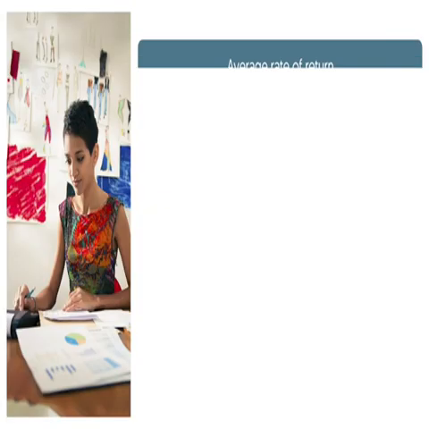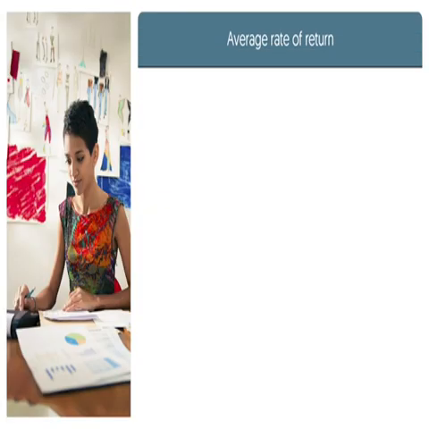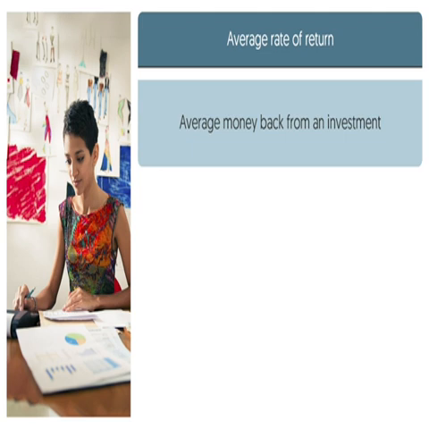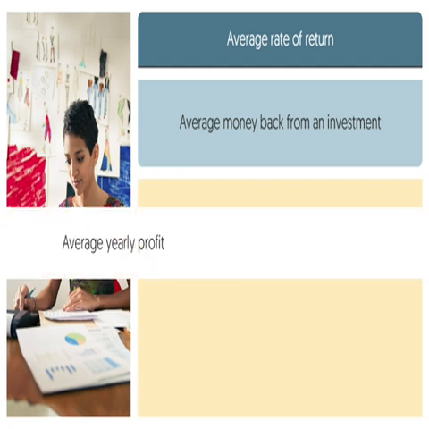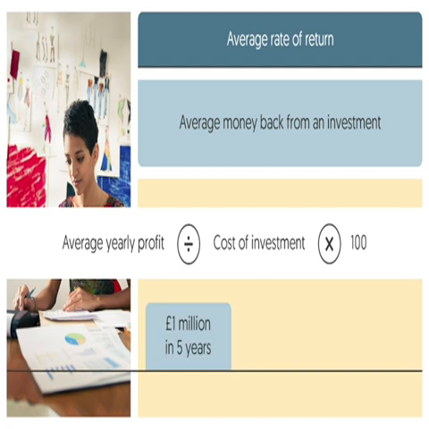The final calculation is average rate of return. This looks at the average money a business gets back from an investment. You simply take an average yearly profit, divide it by the cost of the investment, and multiply by 100 to put it in a percentage. As an example, if your coffee shop expects to make profits of £1 million in the first 5 years of opening and cost £300,000 to start up, you'd have an average rate of return of 67%.